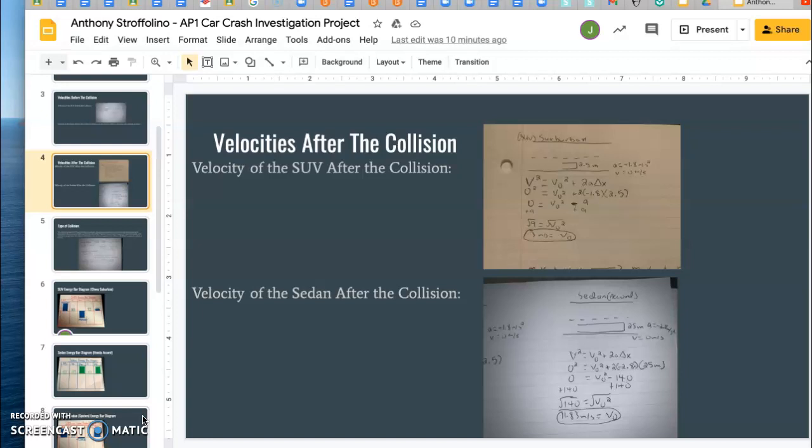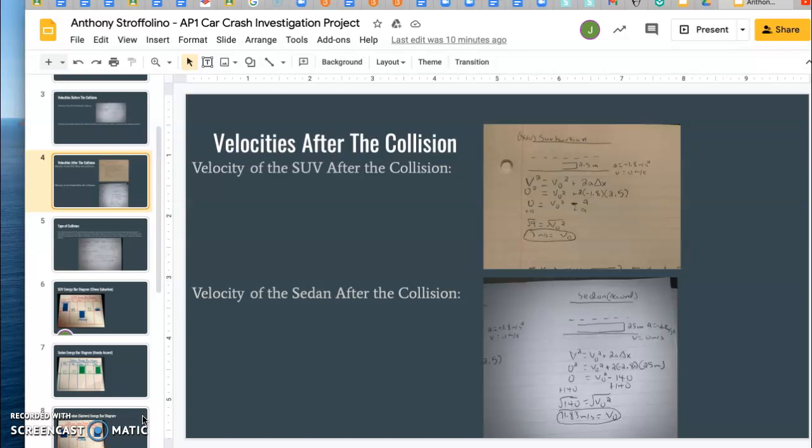So when you use that equation and you plug in your values, you eventually get 9 equals v naught squared, and then when you find the square root of that, you get 3. So the initial velocity, or the velocity of the SUV directly after the collision, is going to be 3 meters per second.